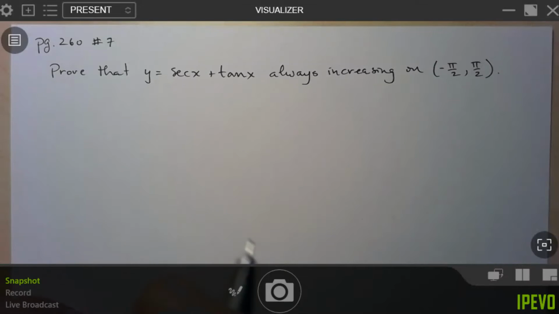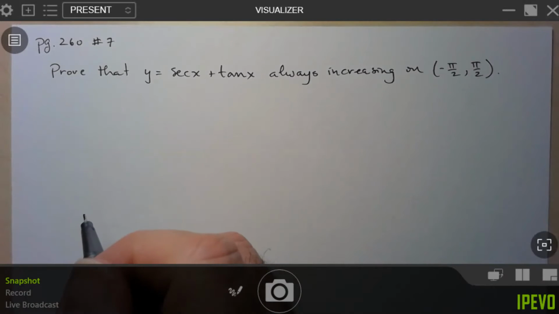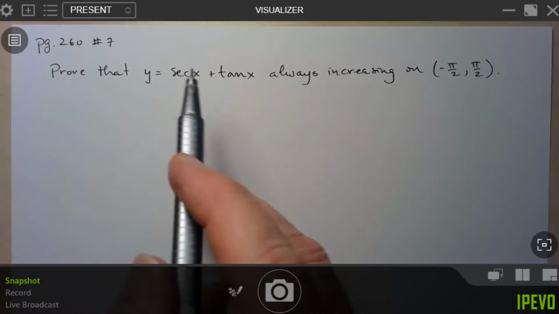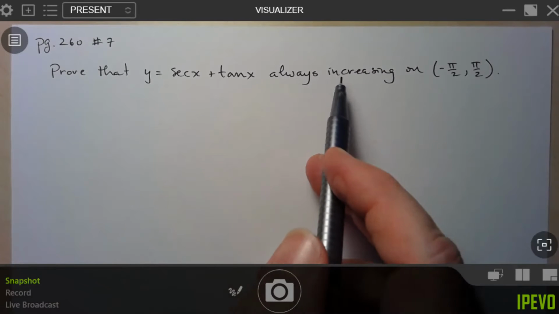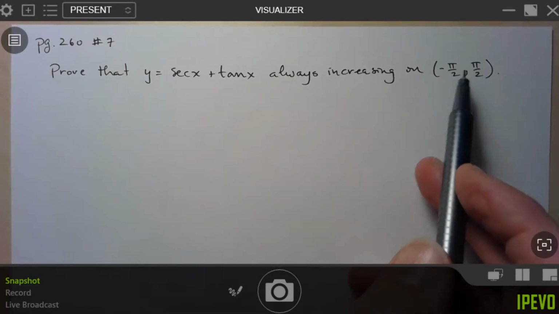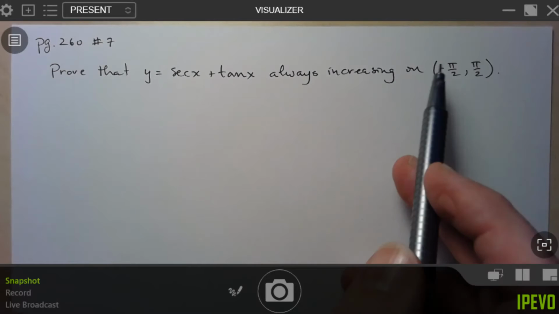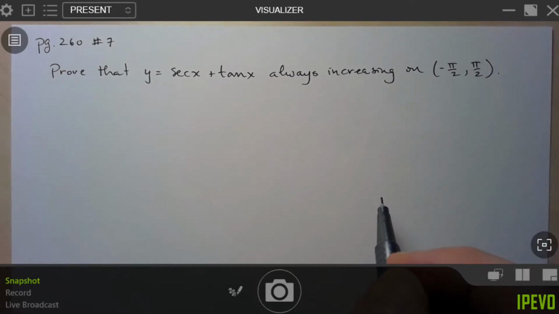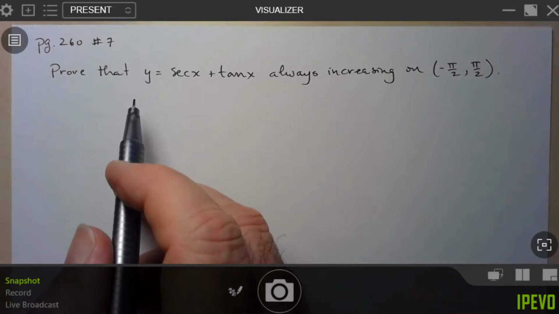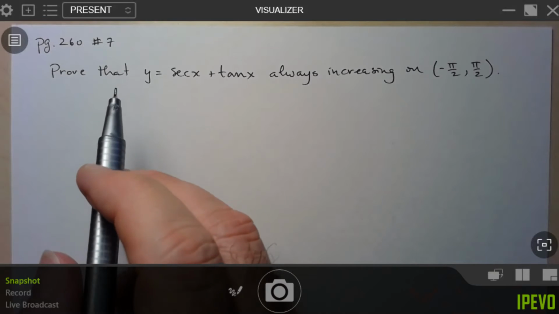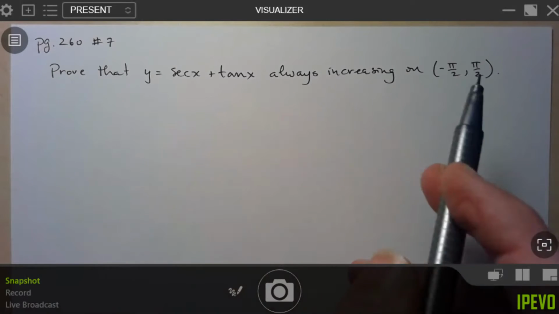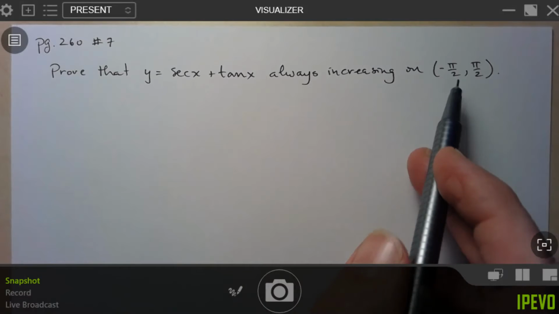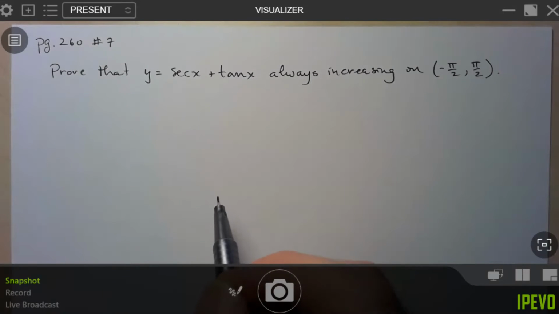Hi folks, we're going to take a look at page 260, number 7. So what they want us to do here is to prove that this function is always increasing on the interval from negative pi over 2 to pi over 2, not including the endpoints. All right, so here it makes sense to work with the first derivative because we know that if we can show that the first derivative is positive on this interval, then it means the function must be increasing there.